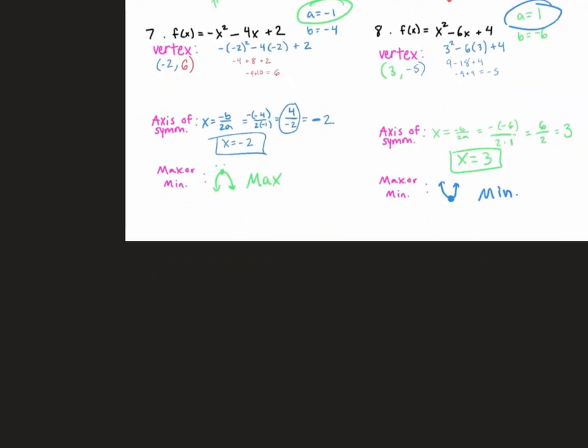What's the first thing we should put on our graph for number 7? The vertex. So we go to the left 2 and up 6. What's next? Axis of symmetry. Put our dotted line right through our vertex. What's next? Plug it in. What are we going to plug in? Sure, let's plug in -3.